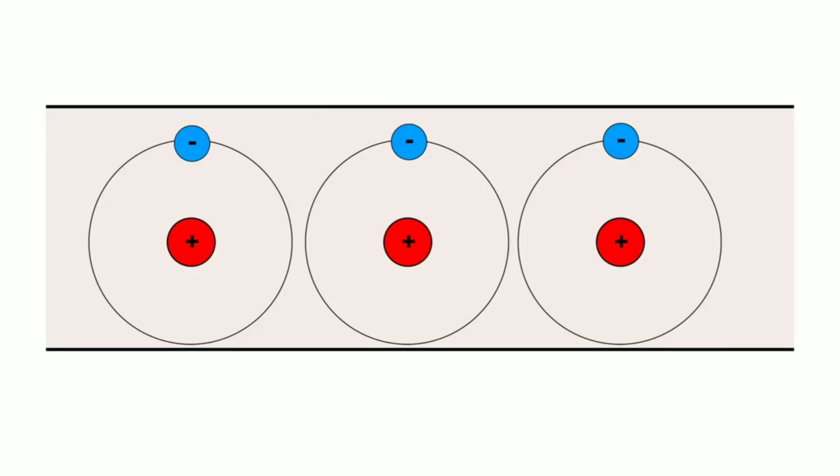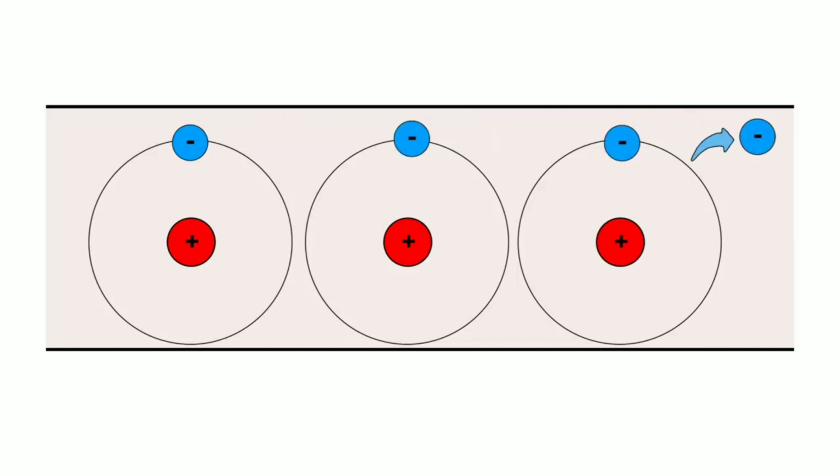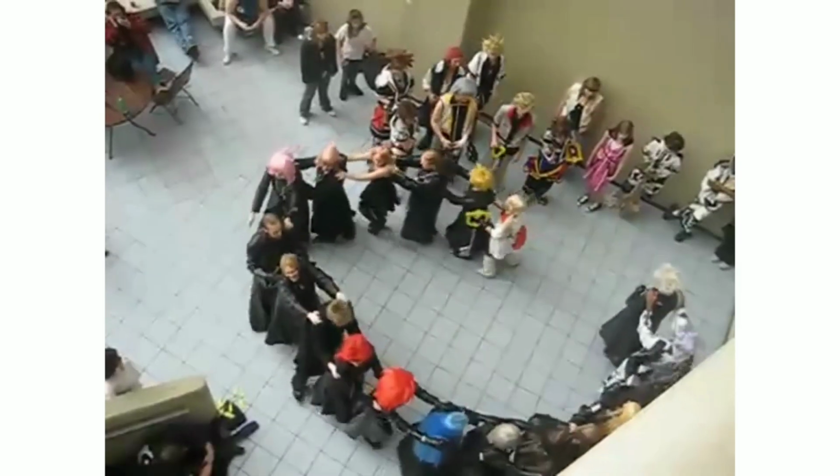For example, let's say you have a wire that's only one atom thick. And just so you know, I'm massively oversimplifying things here by showing you only one electron per atom. Then let's say that you force the first electron in line to jump to the second atom in line. The electrons will all push each other around at the same time, kind of like a conga line.